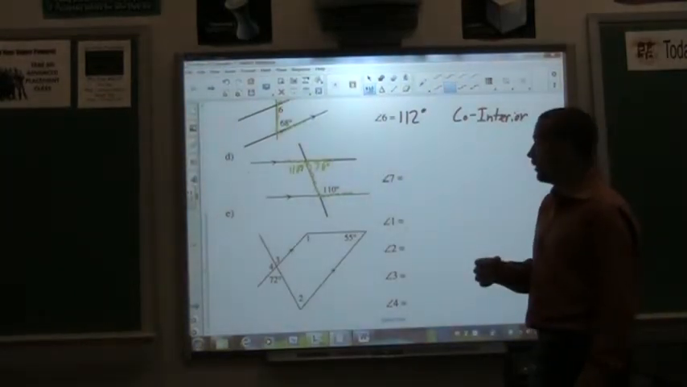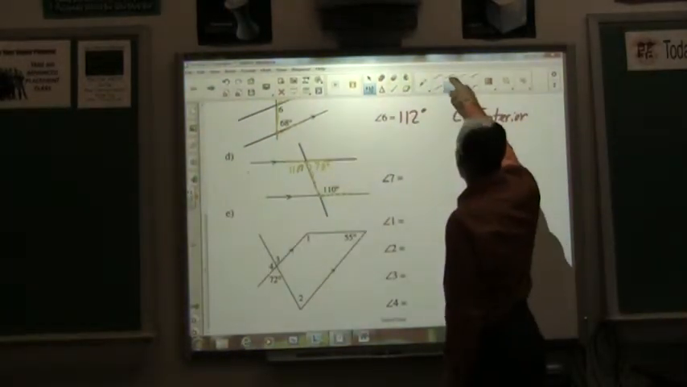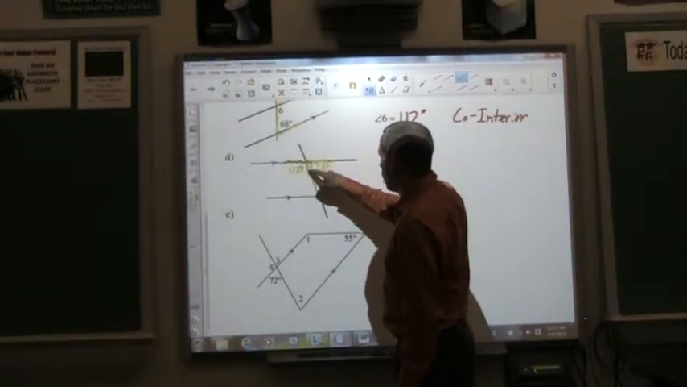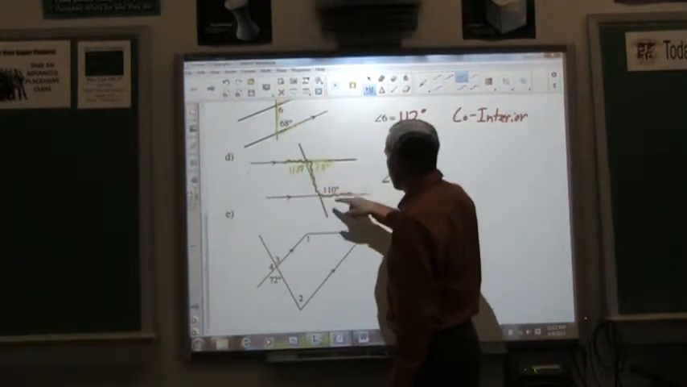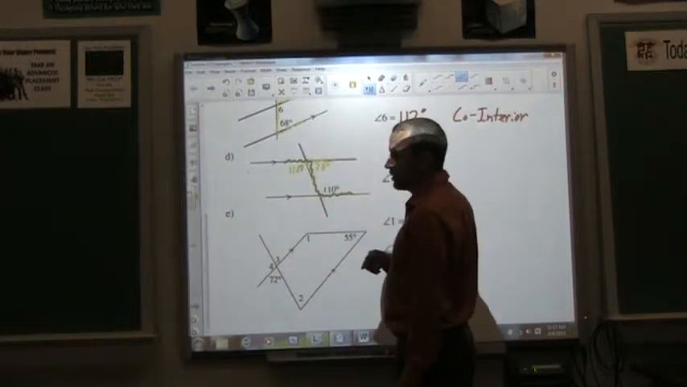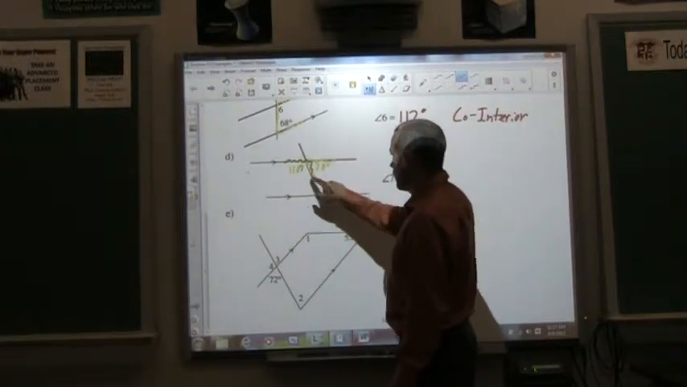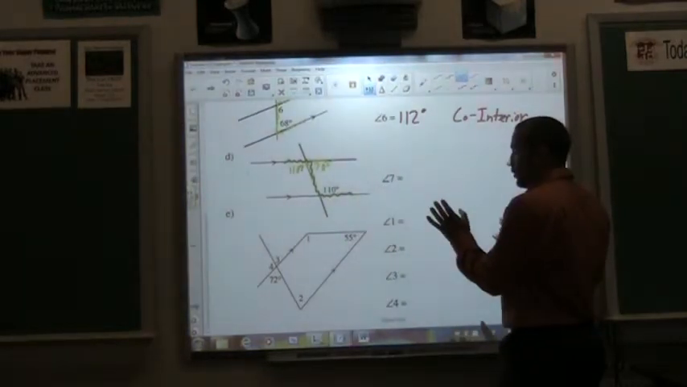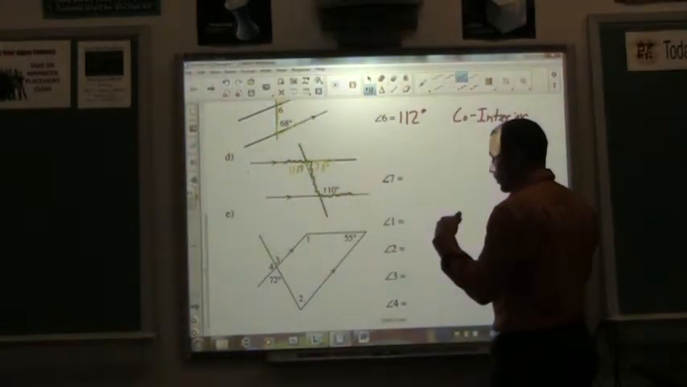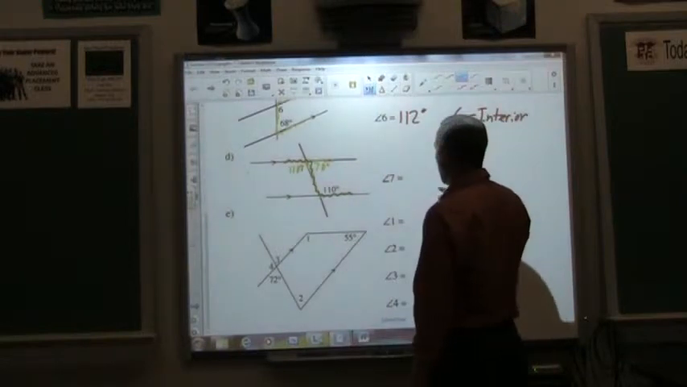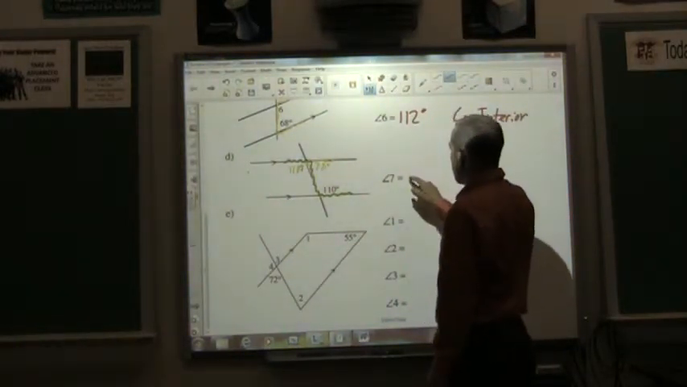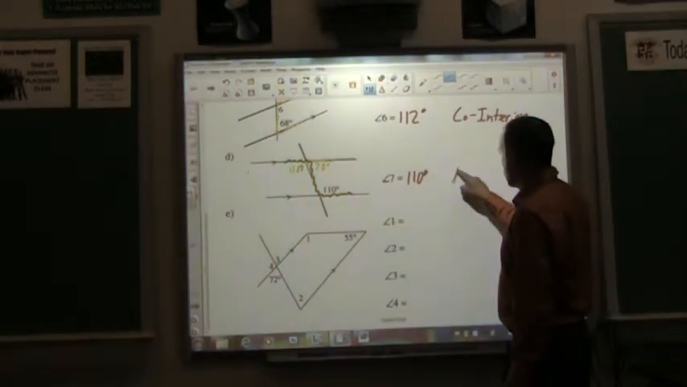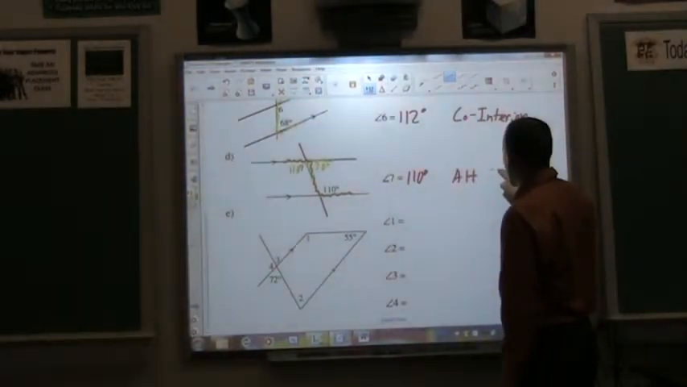It's perfectly legitimate to solve for an angle that's not even asked for first, and then get the one you were looking for. The more direct route to getting this would have been the Z rule, alternate interior. So 110 and angle 7 are on alternate sides of the transversal, interior on the inside of the parallel lines, so they have to be the same. So angle 7 is 110 degrees, and we used alternate interior.